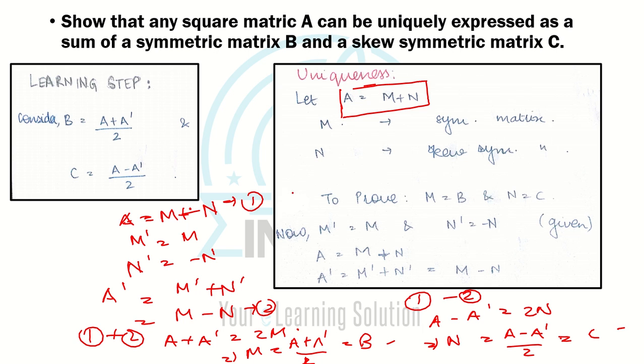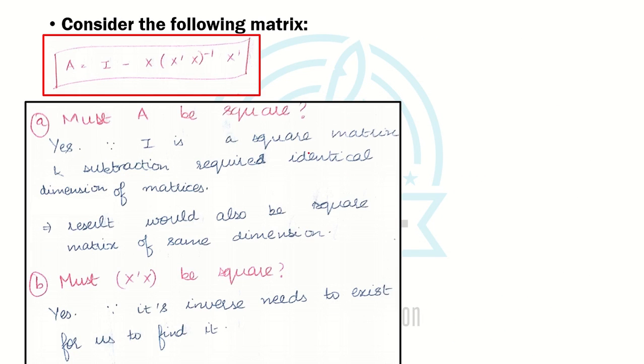So there you have it. You have the values of B and C, and you've proved that they are unique. Okay. Now we come to another very important question where you have to consider the following matrix: A is equal to I minus x into x transpose x inverse x transpose. You don't need to remember the question, in terms of remembering the matrix itself, but this is an important question.